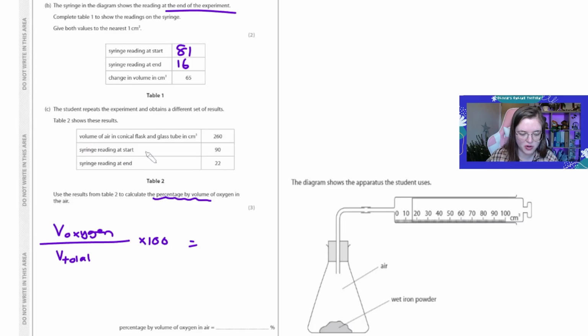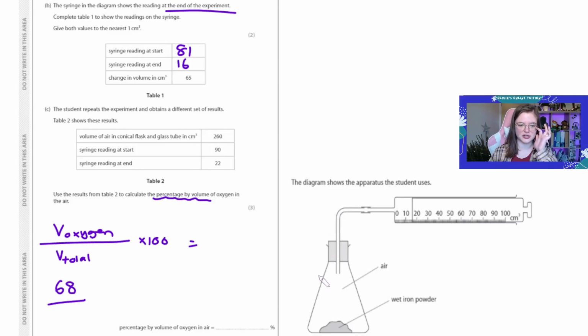So the volume of oxygen, well, we can just take these two away, can't we? We get the syringe at the start and the syringe at the end, because it's going to have eaten up all the oxygen and pulled it outwards. Therefore, 90 minus 22, well, that is 68, the volume of oxygen. And the volume in total. So we've got the volume of air in the conical flask and in the gas tube, which is this bit here.